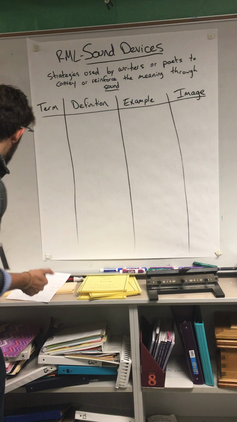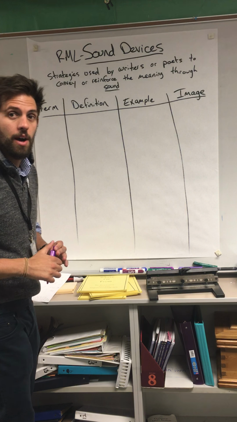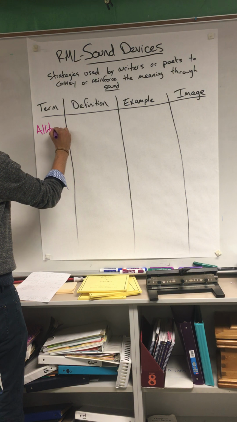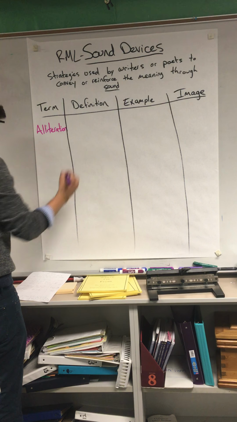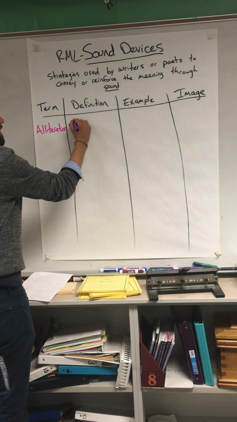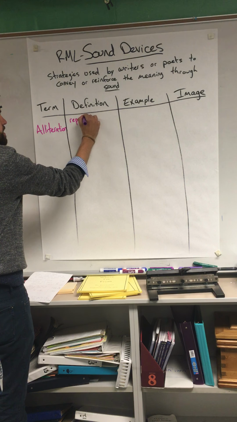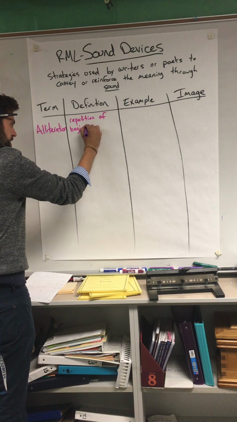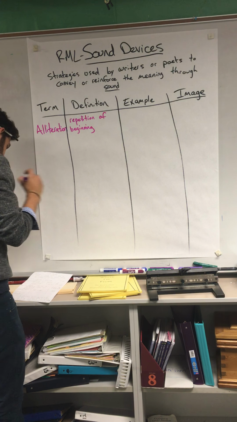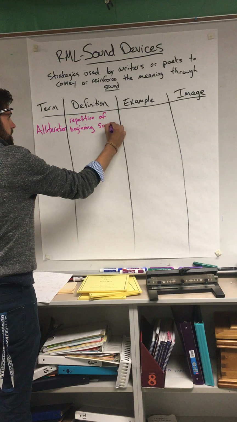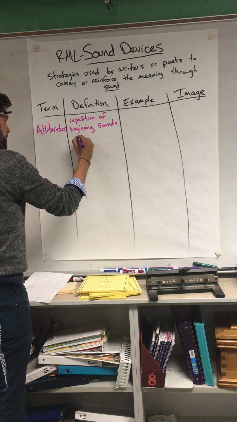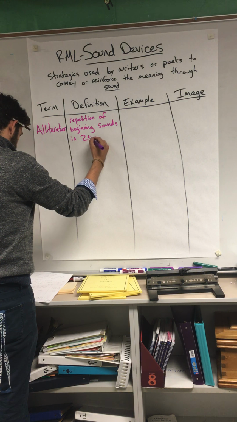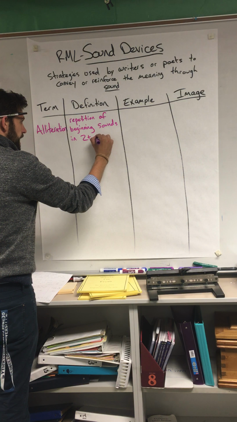First, we're going to start off with alliteration. What do you know about alliteration? I sure hope some of you said that alliteration is the repetition of beginning sounds in two or more neighboring words.